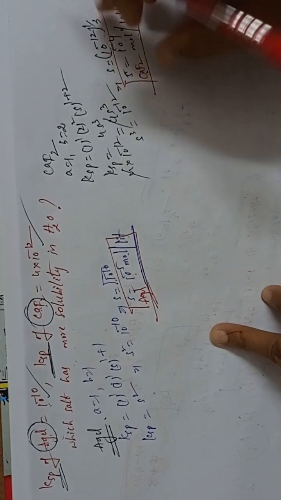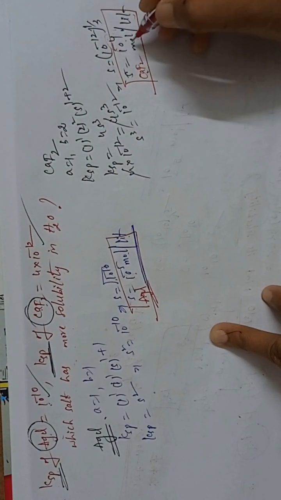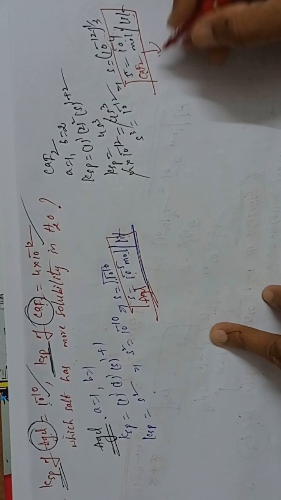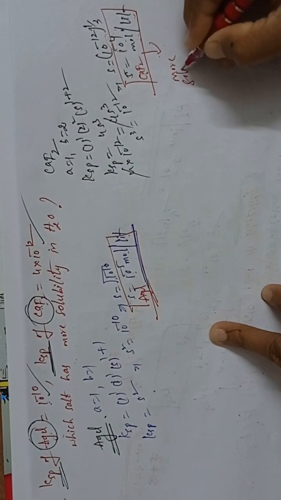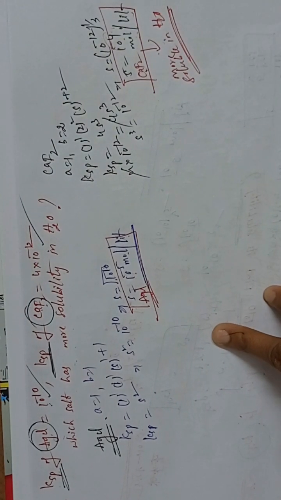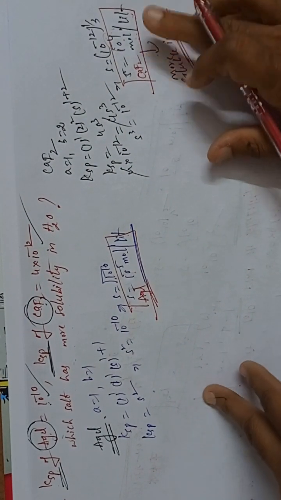In negative value, which is small, that is more value. Okay, so this is the more value. So this is more soluble in water. Clear? More soluble in water. Clear, students? Understanding? So CaF2 is more soluble in water.